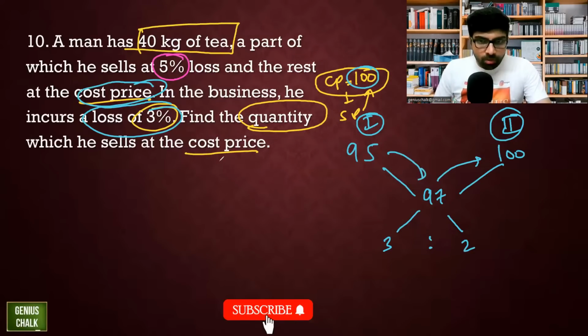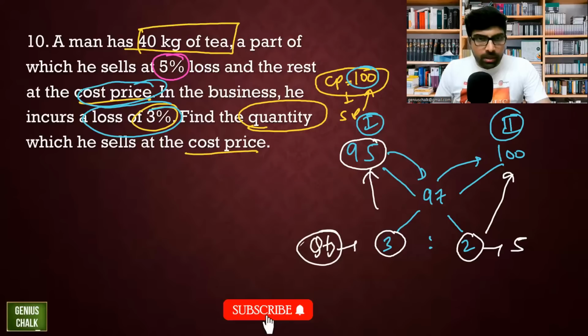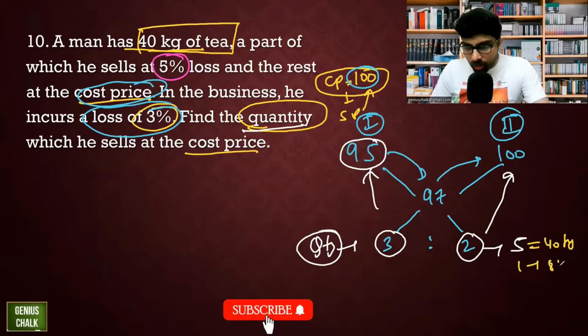All right. Now, quantity he sells at cost price. So this is the quantity he sold at 5% loss. We can see, this is the quantity he's selling at the same cost price. So what is the overall quantity? This is the ratio of quantity now. Okay, remember. So again, profit loss given, but we have to take quantity because quantity is asked, right? So this is 5, and 5 units is actually equal to how much? We can say 40 kg is the total. So 5 is actually equal to 40 kg. So 1 will be equal to 8 kg.